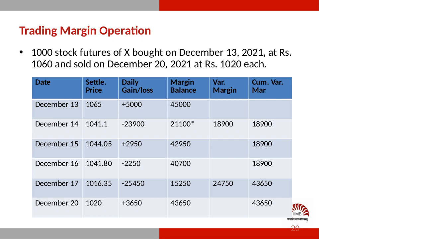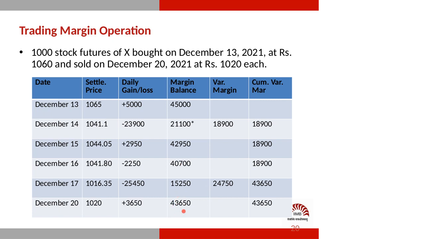So you have put in that. Sorry, I have made one small mistake. The margin balance is not 43,650. The 43,650 is the cumulative variation margin. 40,000 is the margin balance. So I've made a small typo. Please note that this value should be 40,000.